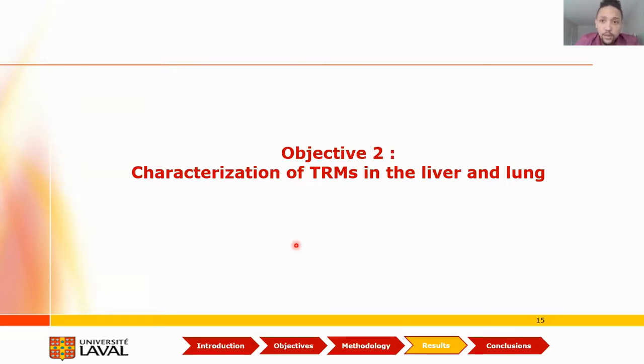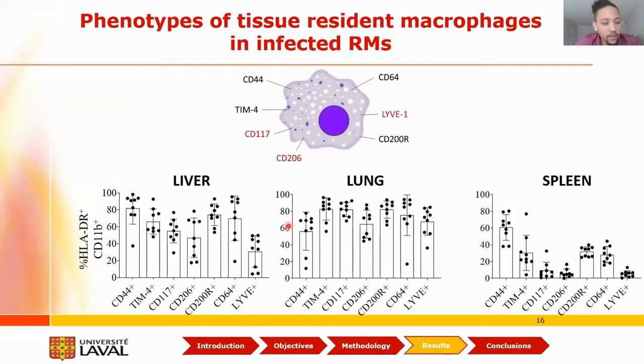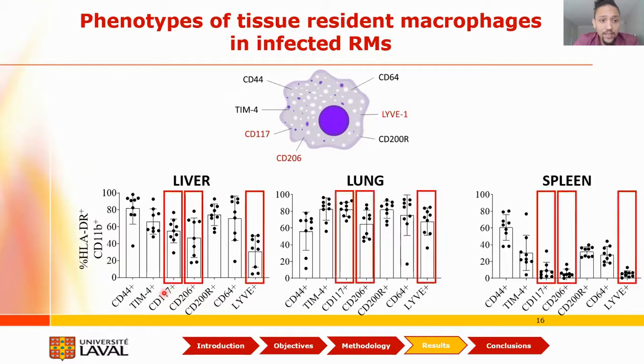Next, we assessed the characterization of tissue-resident macrophages. We then performed cell surface stainings, and we analyzed HLA-DR and CD11b positive cells. And the phenotypes of tissue-resident macrophages in infected monkeys indicated that CD117, CD206, and LIV1 could be markers of interest to define specifically tissue-resident macrophages because they are highly expressed in the liver and lung, which is not the case in the spleen, as shown here.